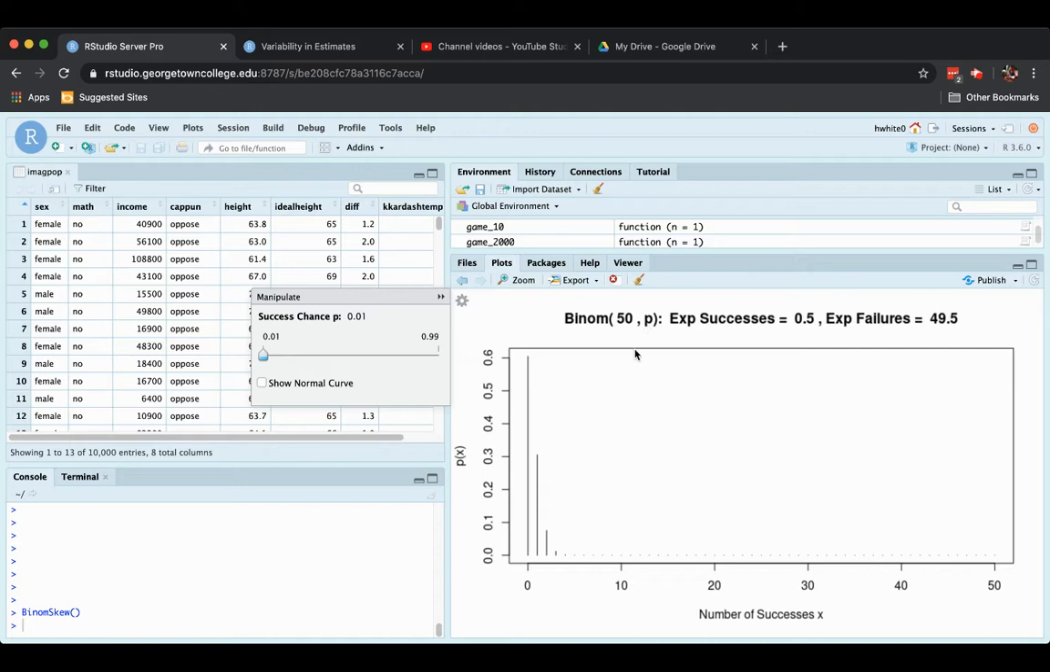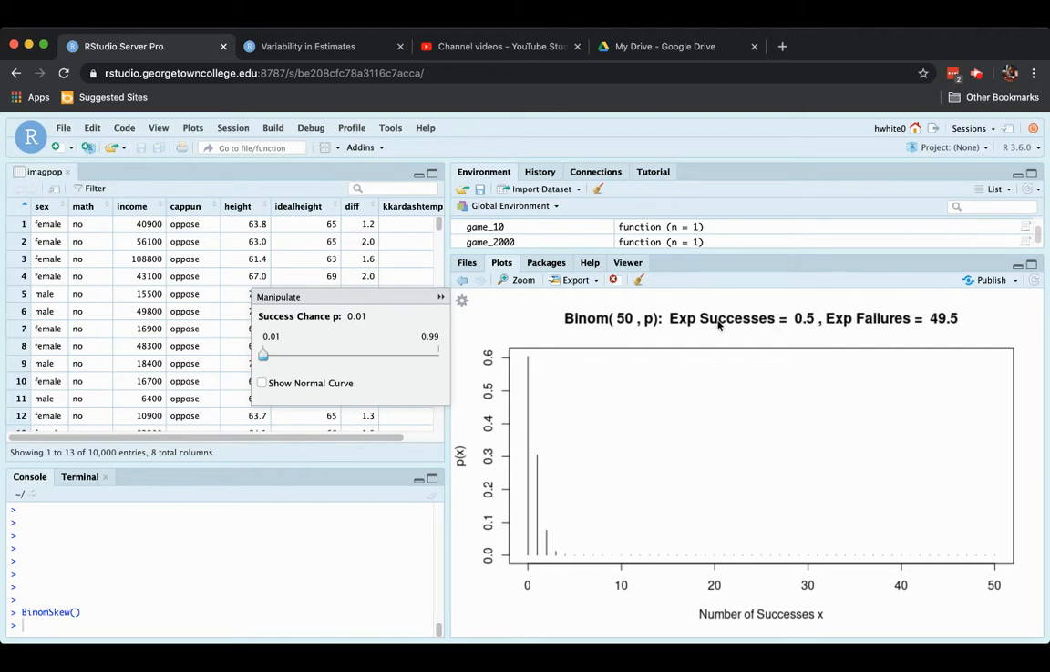1% chance of success. So if you've got 50 times you're trying and only a 1% chance of succeeding each time, you're most likely to get no successes or maybe one, but not much more. And sure enough, the probability of no successes is really big, over 0.6. Chance of one success is over 0.3, and the chance of more than that is really, really small. In addition, the app is computing the expected number of successes, N times P. 50 times 0.01 makes 0.5. So you expect half a success in your 50 trials.